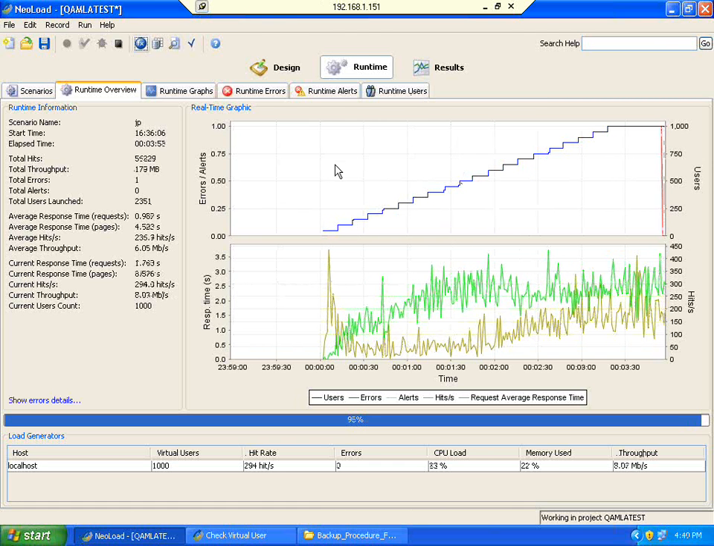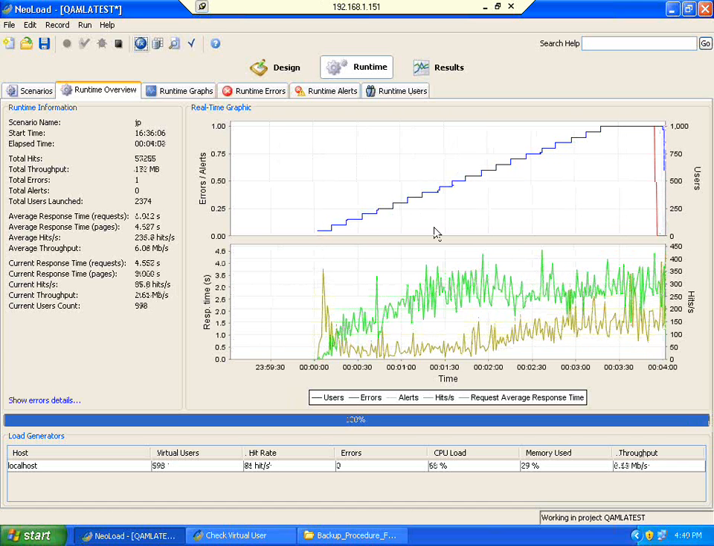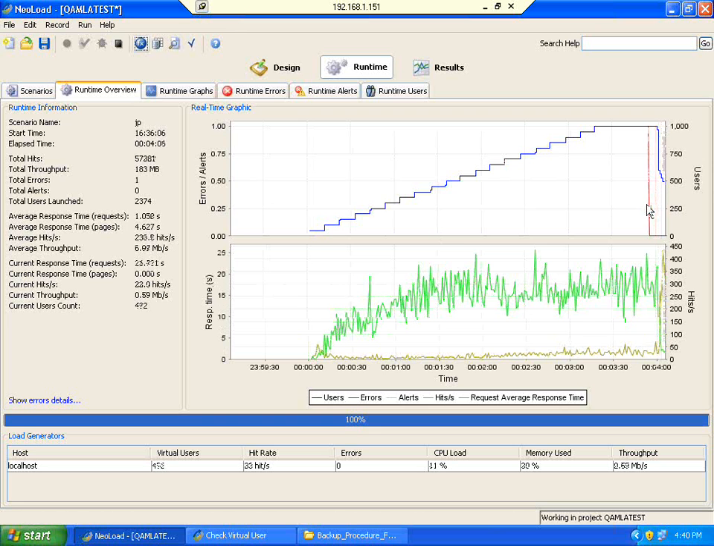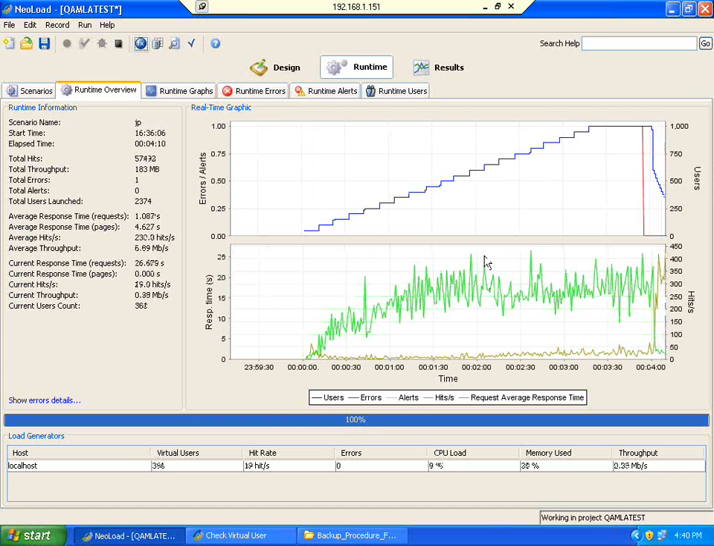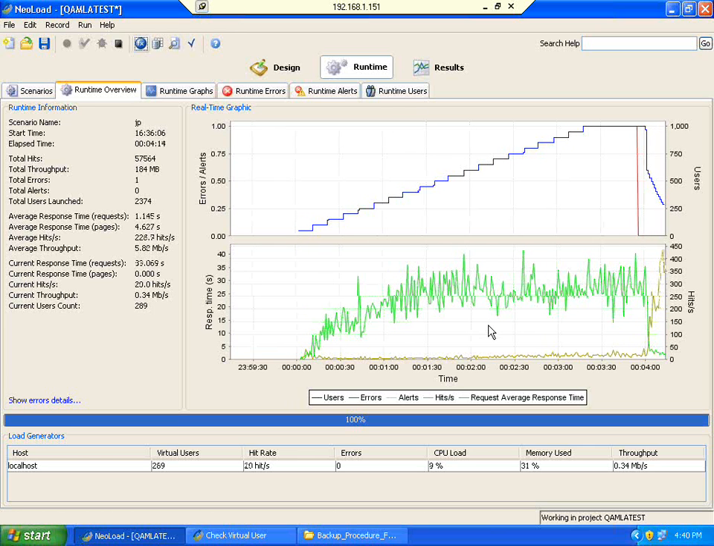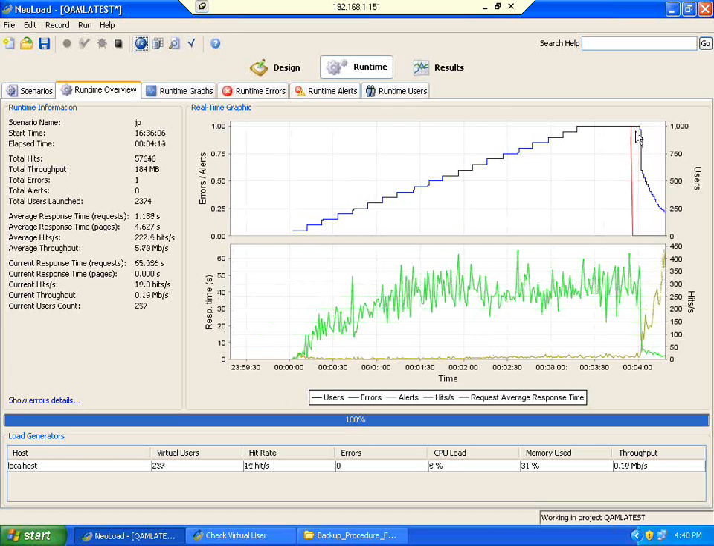So did you notice errors do happen, right? We have reached 1,000 users. There is a red mark, error happening. Can you please raise the hands if you observe that? Right? See, there is an error appearing over here.